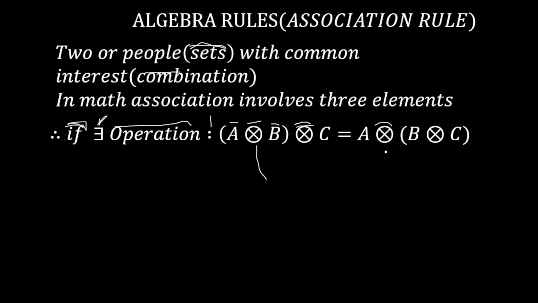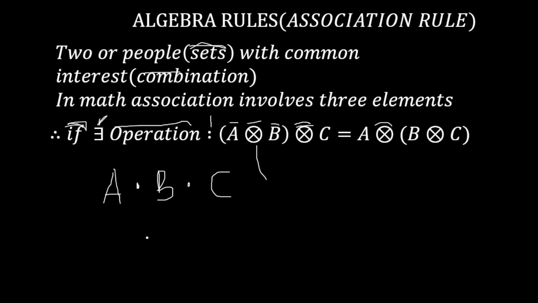Now let me make this clear so that you can understand it. In association, we have three elements: A, B, and C. We can combine them with only one sign, which is the common interest, and the sign must be the same.